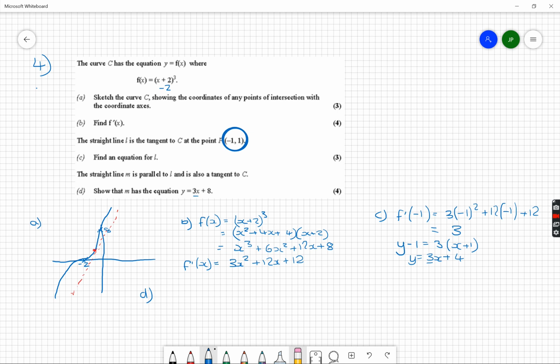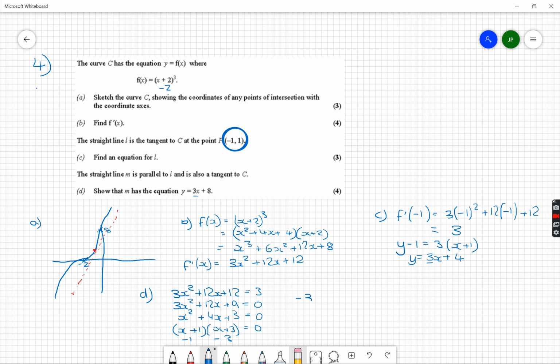That means I can set my differential equal to 3. So I'm going to go with 3x squared plus 12x plus 12 equals 3, and solve my quadratic. Move my 3 to the other side: 3x squared plus 12x plus 9 equals 0. Let's simplify this by dividing by 3. Then we can factorise, so it's just going to go (x plus 1)(x plus 3). So I have 2 solutions: a solution at -1, and a solution at -3. I've already used the solution at -1 because that's what this one was. So I'm interested in my solution at -3.